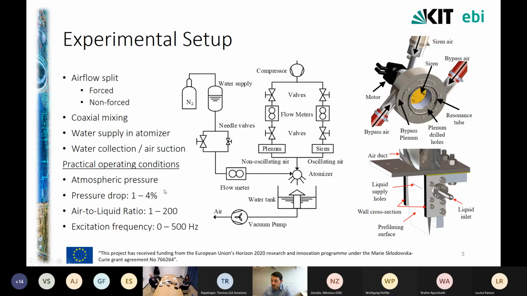So, some practical operating conditions for the test rig. I am operating at atmospheric pressure with pressure drops across the nozzle in the range of 1 to 4%. Usually I'm at 3%. Air to liquid ratios can actually vary. We can go up to 200 maybe, but usually I operate at quite lower values. We will see that in the results. Excitation frequencies can go theoretically up to 800 Hz with the current setup. In the context of thermoacoustics, it's more interesting up to 500 Hz maybe.